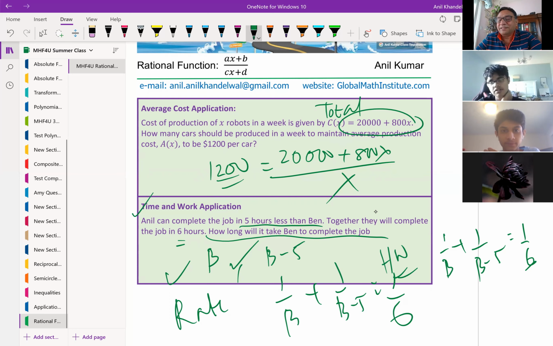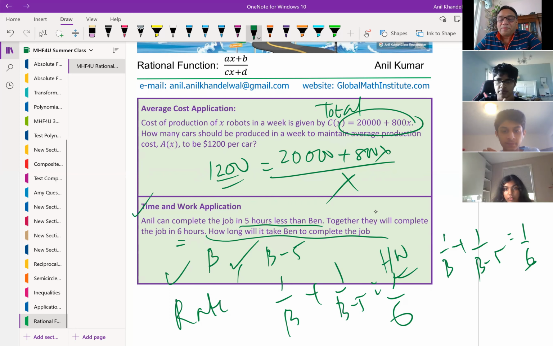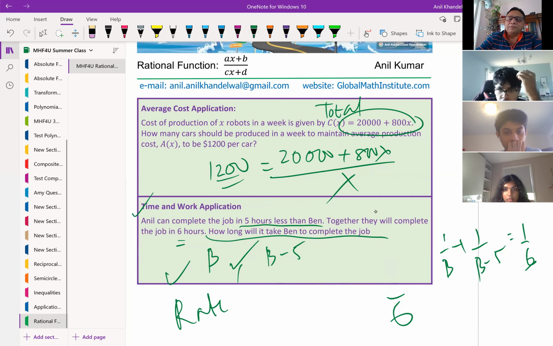I have a question. Why did you do 1 over B plus 1 over B minus 5 equals 1 over 6? How did you do that? Oh, okay, I get it now. Because both of them together, Anil is doing faster, right? So 1 over B minus 5. I just want to ask about the 1 over B. How did you get that? Rate. Oh, I think I get it.